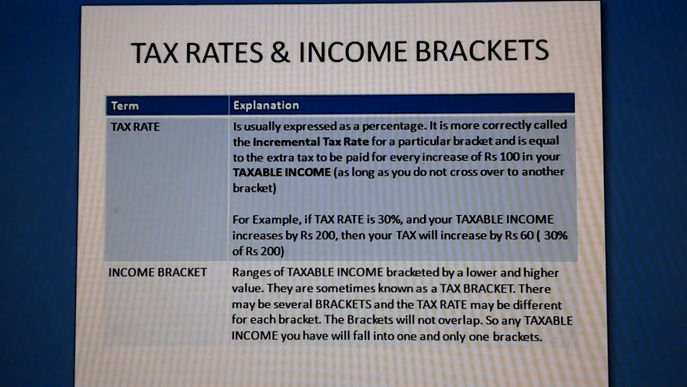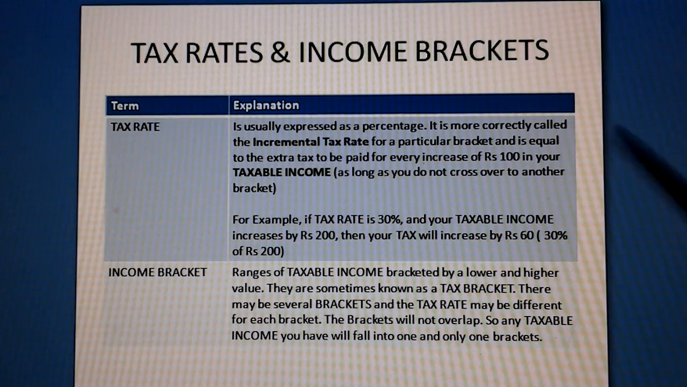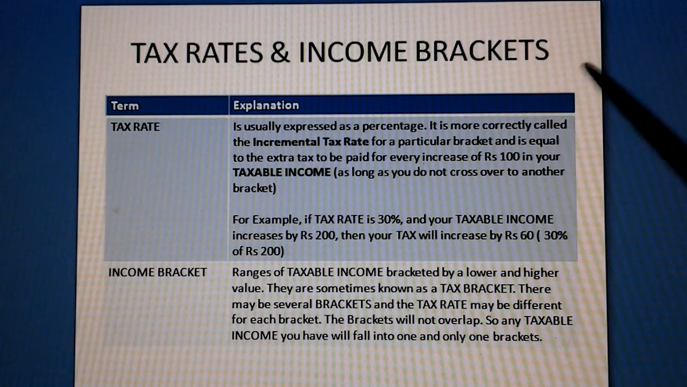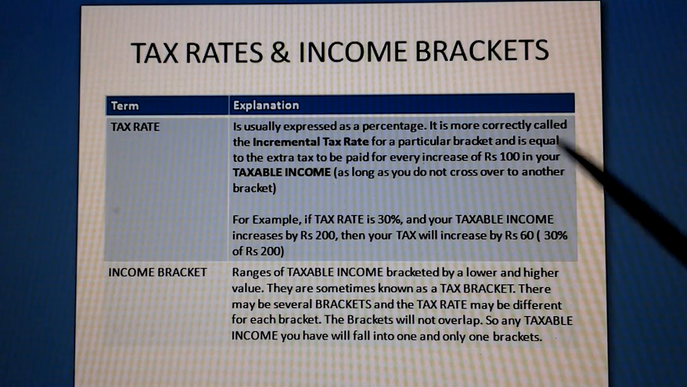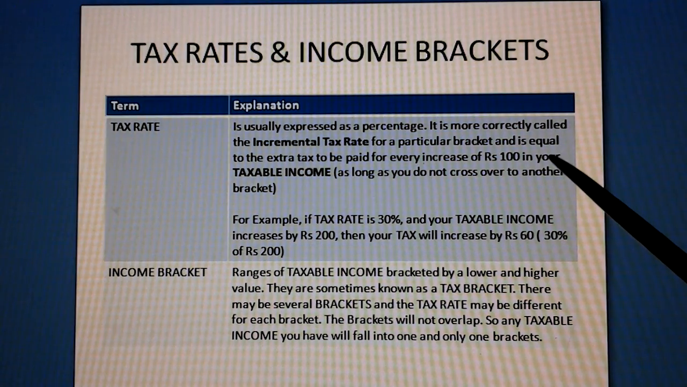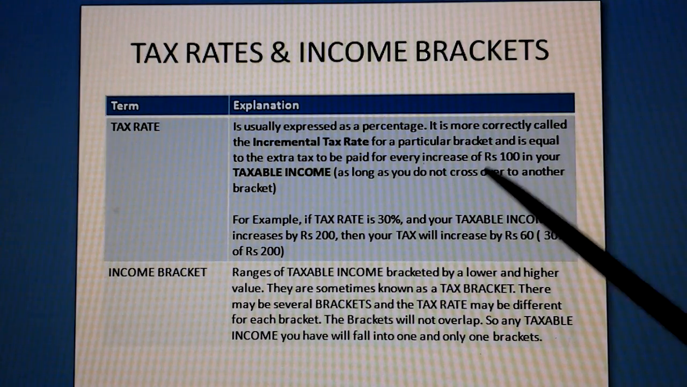Now, some of the terms we should be familiar with are tax rates and income brackets. Now, the tax rate is usually expressed as a percentage. It's more correctly called the incremental tax rate for a particular bracket, and it's equal to the extra tax that we would pay if we had an increase of 100 rupees on your taxable income.